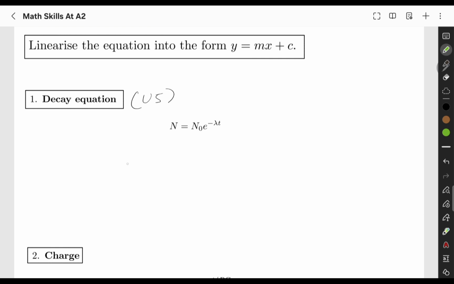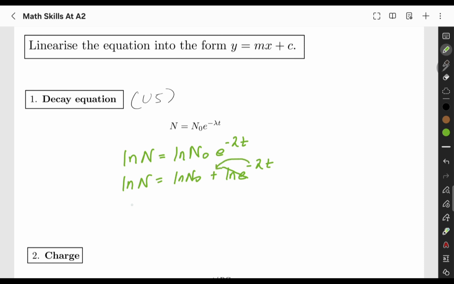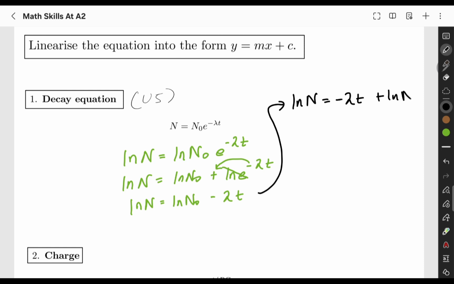The way you will work with this is we're going to apply ln on both sides. So ln N equals ln N naught e to the minus lambda t. Then we separate these: ln N naught plus ln e to the minus lambda t. Ln e cancels out, this moves to the front, so we have ln N equals ln N naught minus lambda t. Now I'm going to rearrange. So ln N equals minus lambda t plus ln N naught.